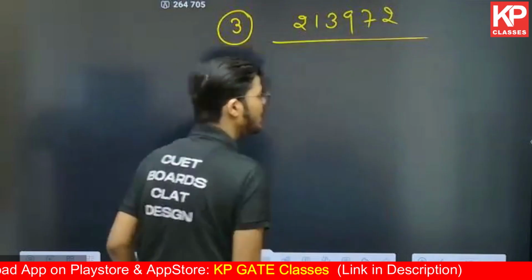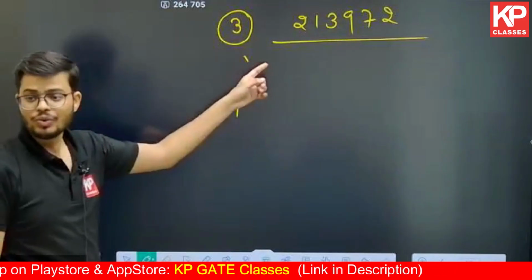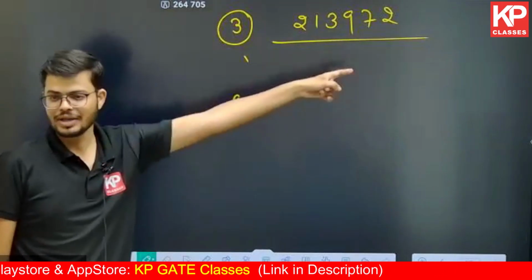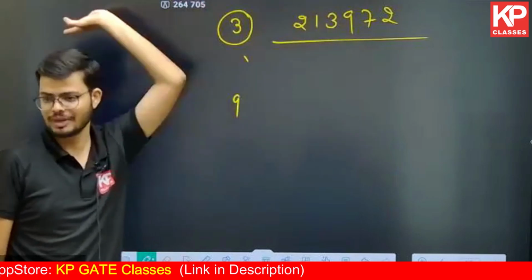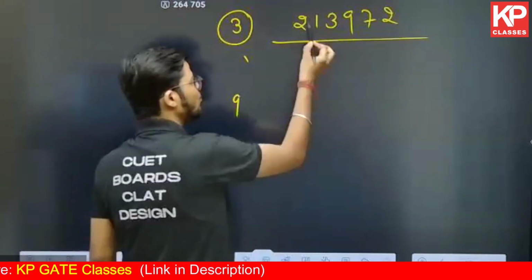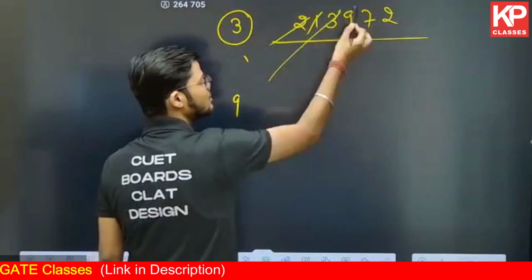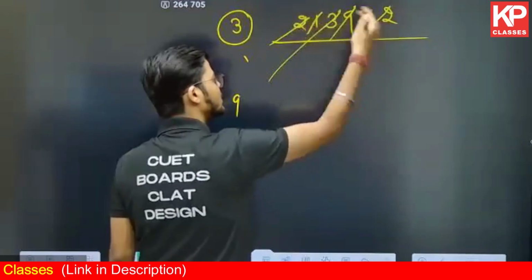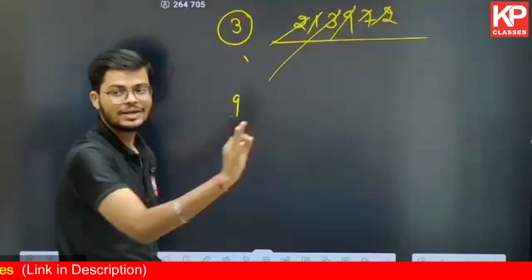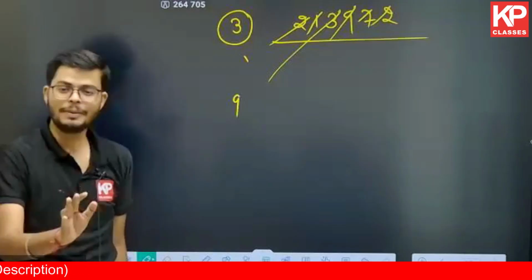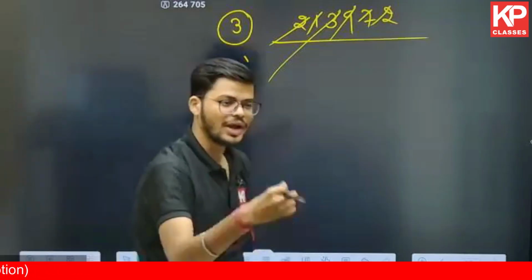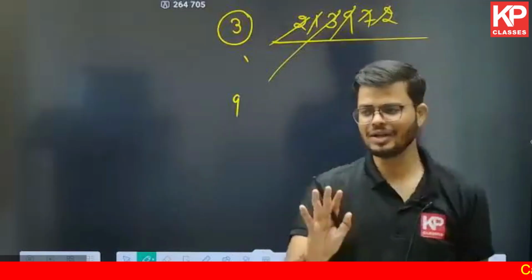Now, is this number divisible by 3? What we'll do? We will add the digits of the number. If the sum is divisible by 3, the whole number will be divisible by 3. What we are going to do? 2 plus 1, 3. This 3 is divisible, 9 is divisible, 7 plus 2, 9. That means the complete number is divisible by 3. We don't even need to add. We will make pairs of 3 and we will divide them, and that is how we can find it out.